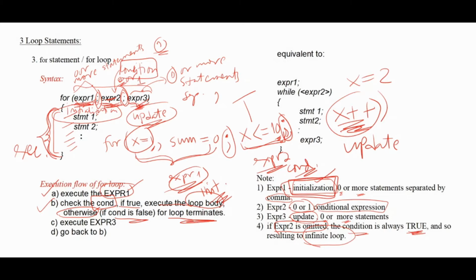Just like the while loop and the do while loop, the for loop terminates when the condition becomes false. And take note that every time the loop body is executed, after that you execute expression 3, and then you go back to letter B, which is to check the condition.